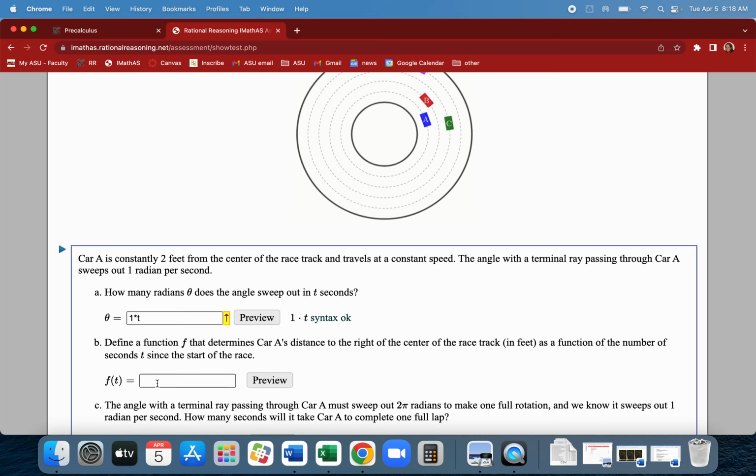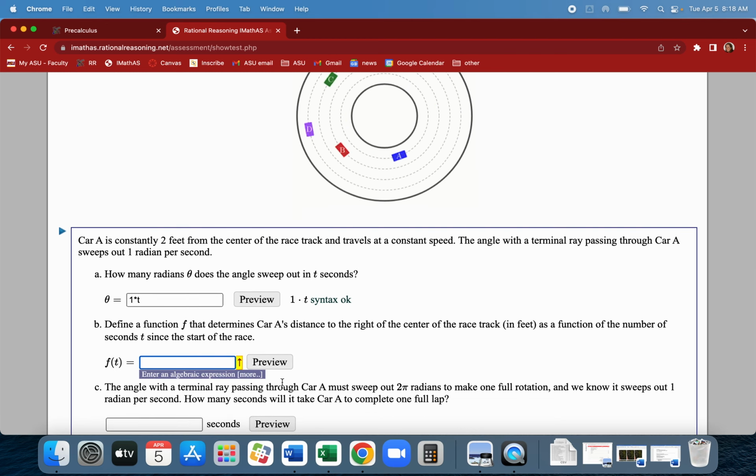So if I wanted to find a function to determine the distance to the right of the center, so horizontal distance, that's x. It's going to be our cosine function. Distance to the right of the center of the racetrack is a function of the number of seconds. Let me put these back to standard. X equals r cosine theta, y equals r times sine of theta. But our angle is the same as 1 times t, or just plain t, the number of seconds.